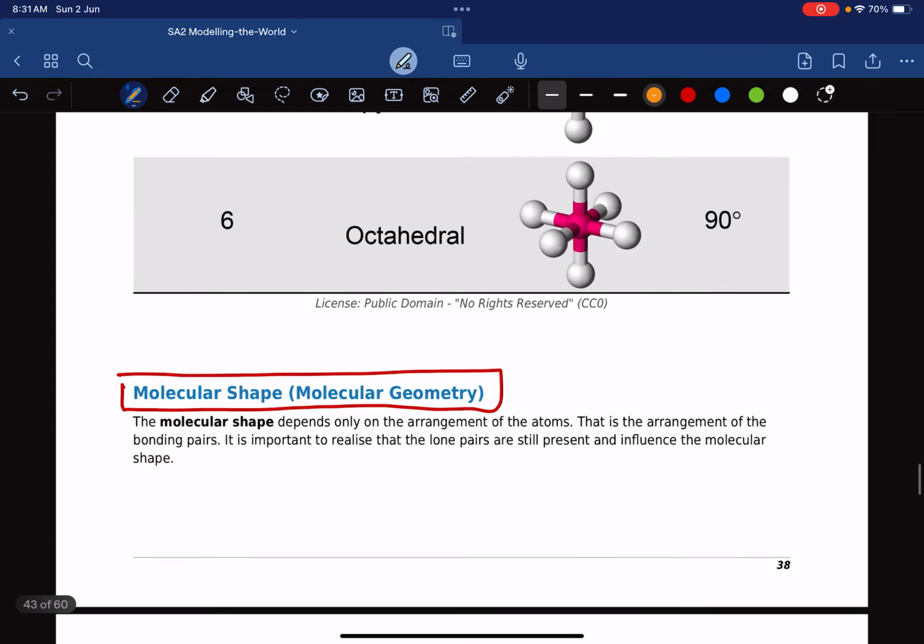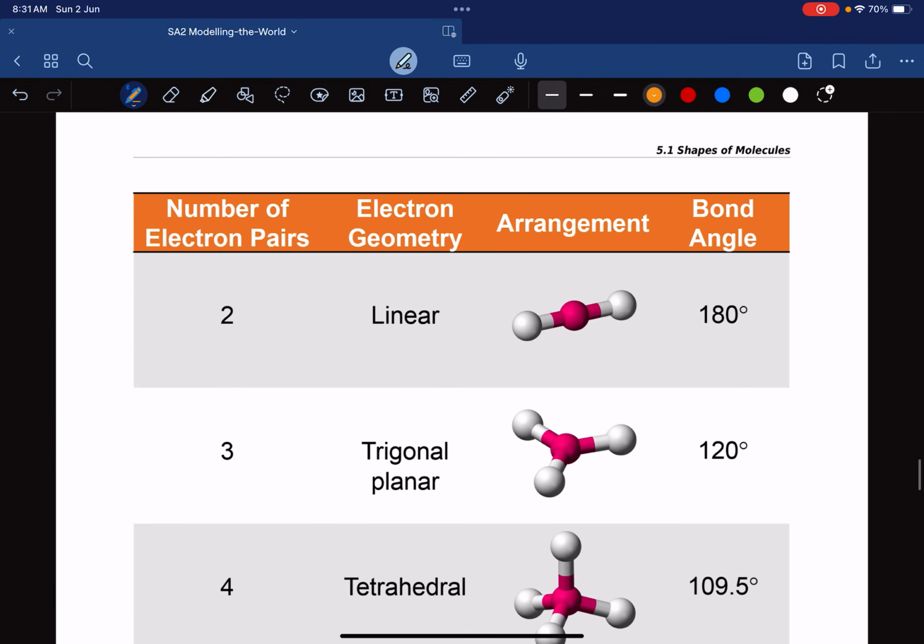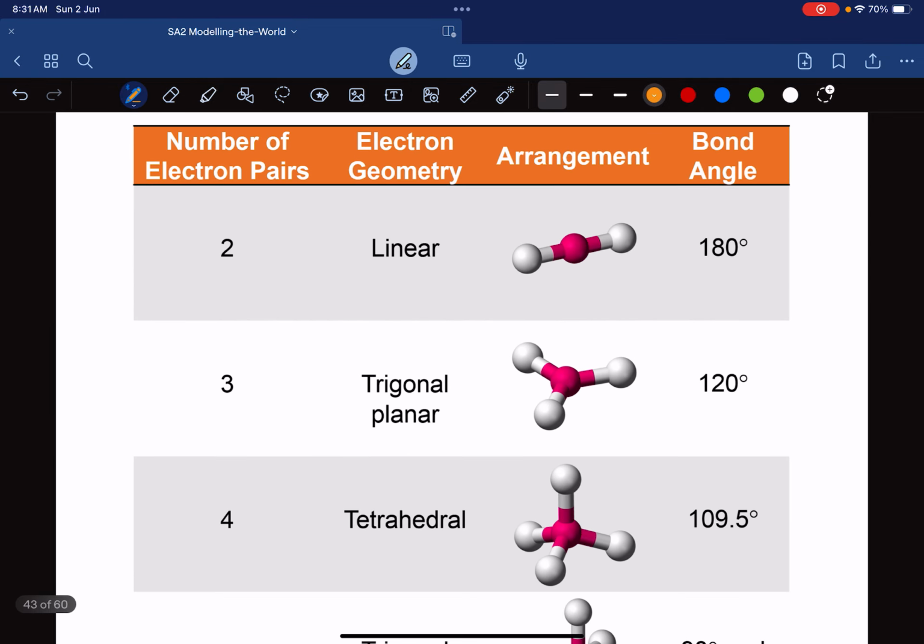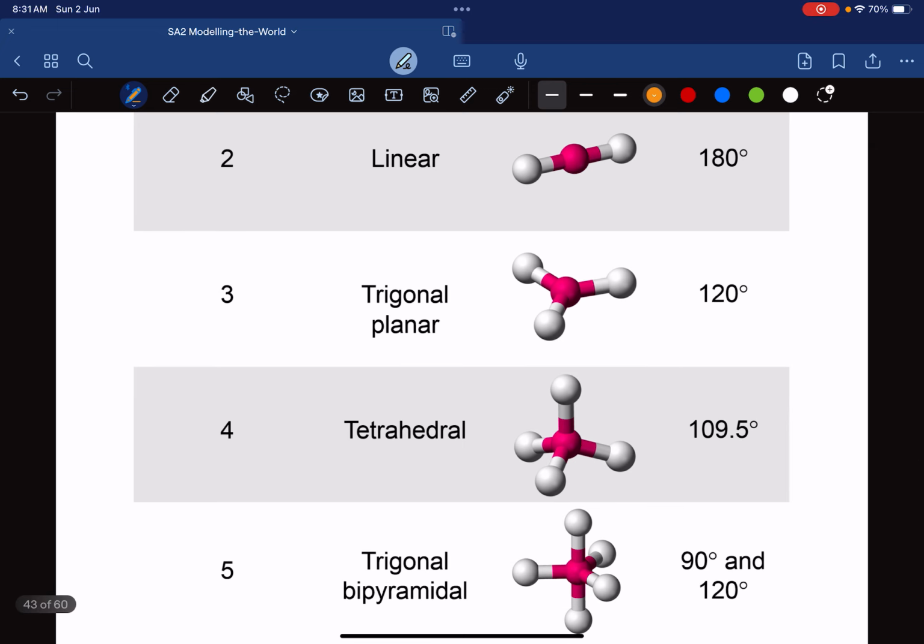At the beginning here, you see, electron geometry, right? Number of electron pairs, 4. So 4 number of electron pairs. The shape is called tetrahedral, which means that the electron pairs will arrange themselves in this way.